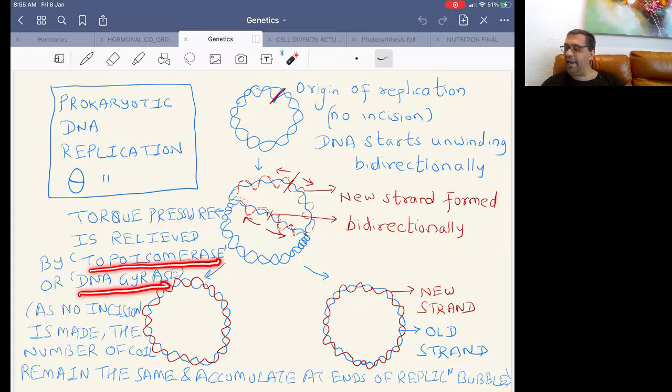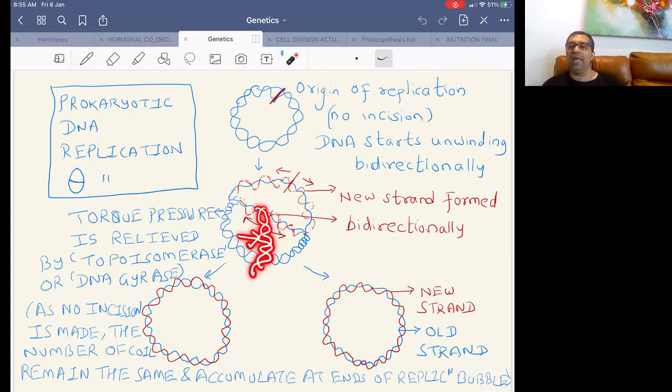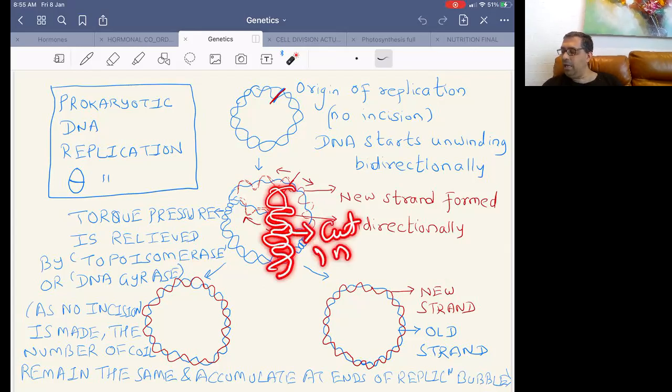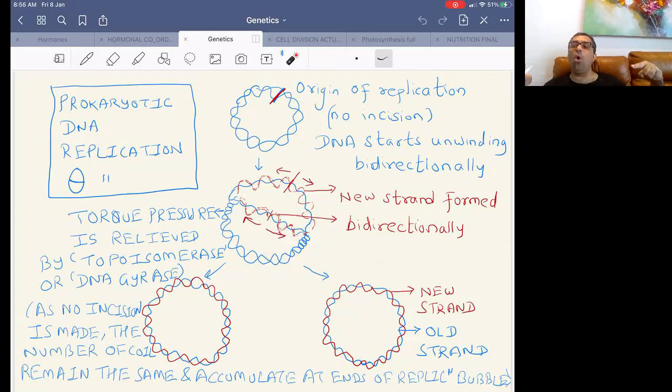Topoisomerase or DNA gyrase, this is torque pressure, very close to each other. And topoisomerase will cut one of the DNA strands. तो DNA strands को cut कर देगा. ये है रोटेशनल प्रेशर, और यहां पर एक कट आ जाएगा, इंसिशन आ जाएगा. और बिकॉज ऑफ द इंसिशन द डीएनए स्ट्रैंड विल अनकॉइल.